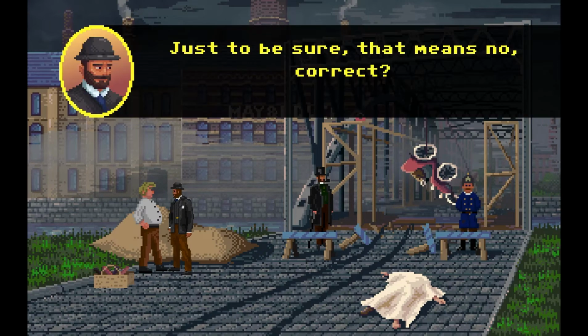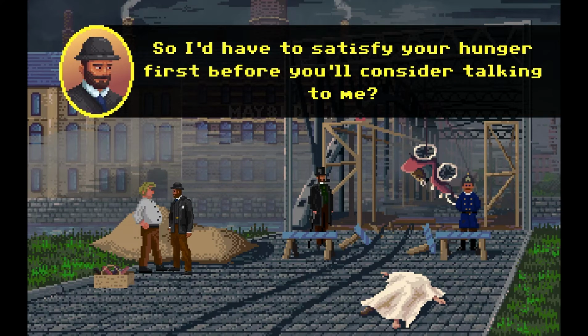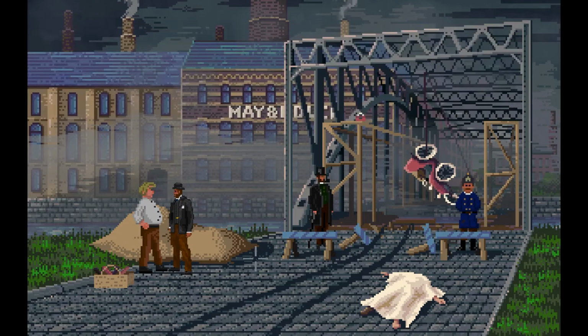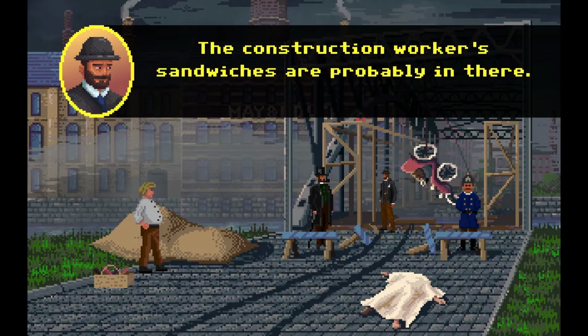Ja, yeah, oh mein Gott, das bedeutet nein, oder? Richtig. Ich muss also erst Ihren Hunger stillen, bevor Sie mit mir sprechen. Genau. He is me. I understand this man now. Before, when I was insulting him, I've changed my mind. He needs his sandwiches, that's all. You can't argue with that.